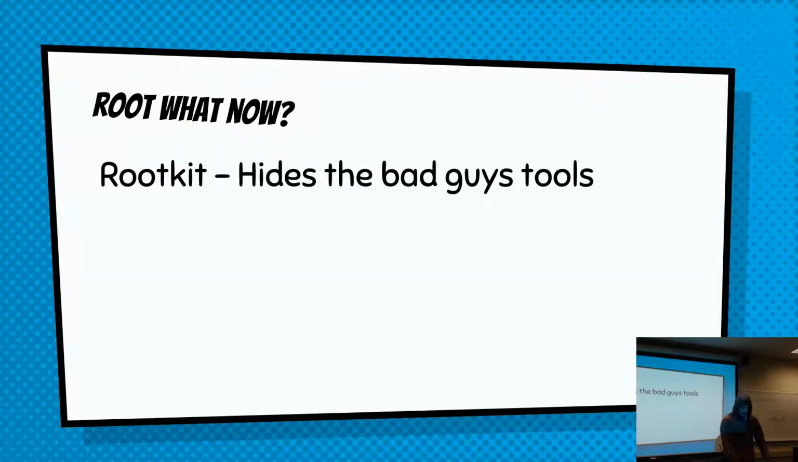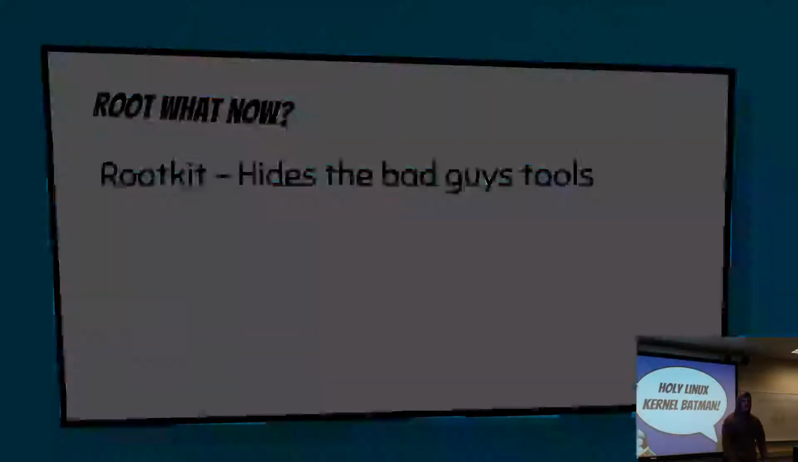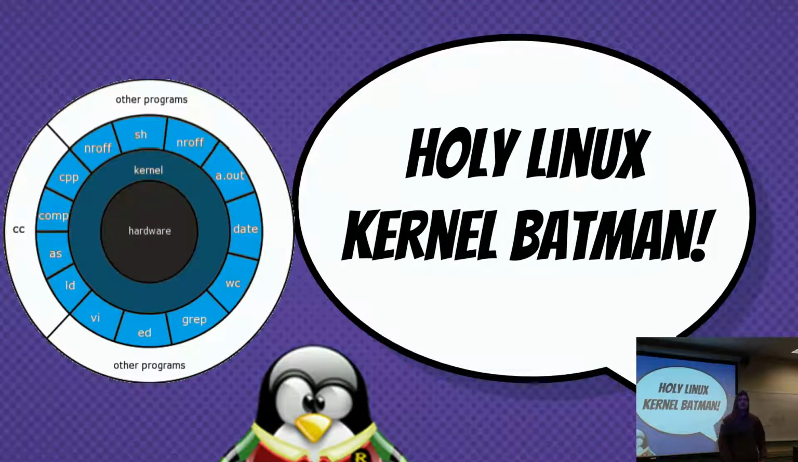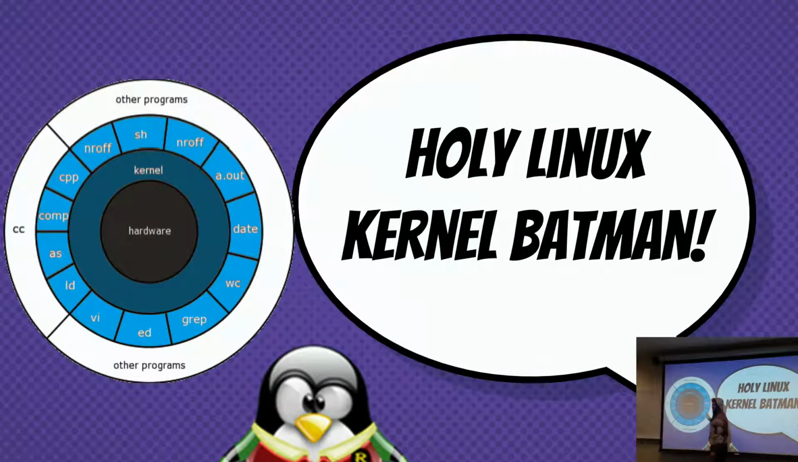Cool. So TLDR, a rootkit hides the bad guy's tools. Since we're going to go with a superhero theme, we're going to try and stick with superhero metaphors. So here's our kernel. The hardware sits behind the kernel. The kernel interacts between the userland and the hardware. So when you run a program, it talks to the kernel to get access to the hardware.